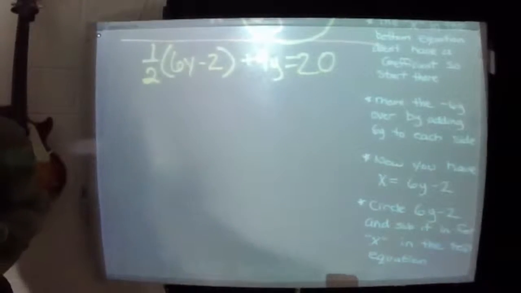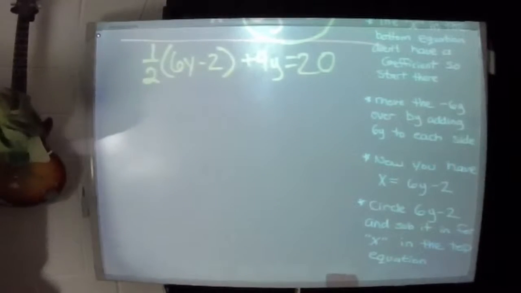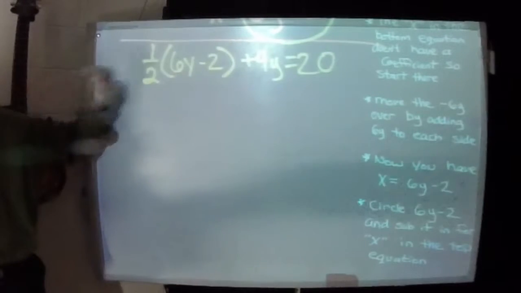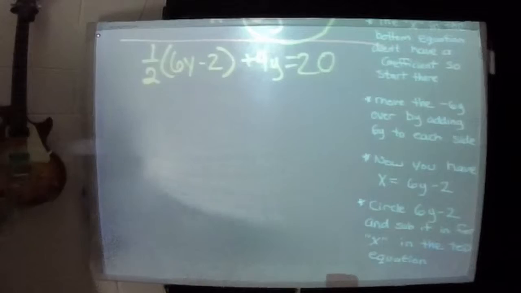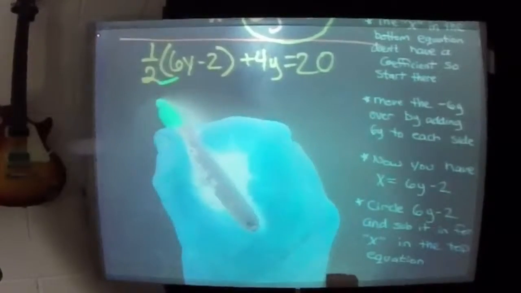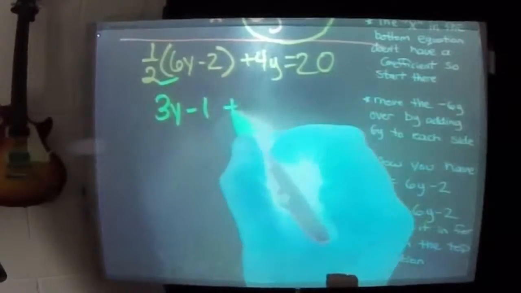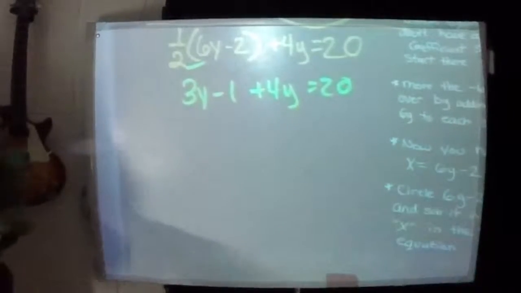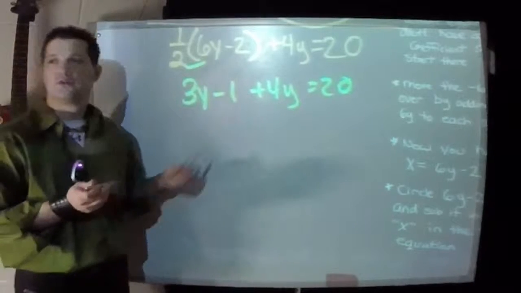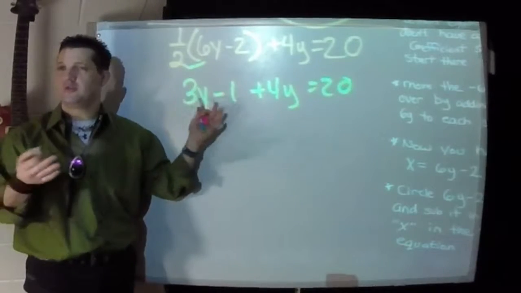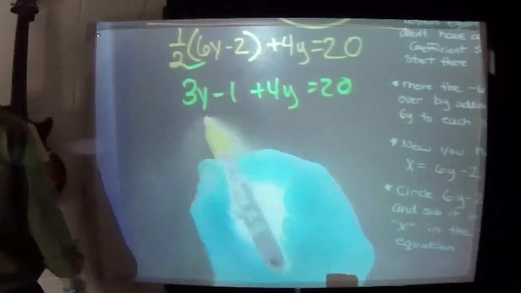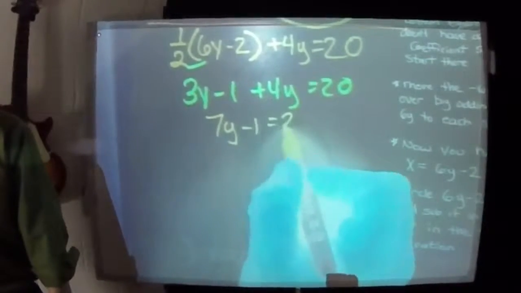Here it goes. Start by doing what? Letter D. Distribute. It is going to be 3y minus 1, plus 4y equals 20. Follow distributing with what? Distribute, and then what do we need to do on the left side? Combine like terms. So you got 3y and 4y is 7y, minus 1 is 20.